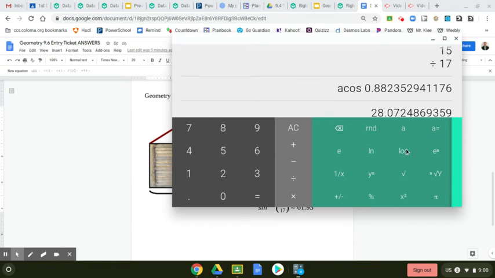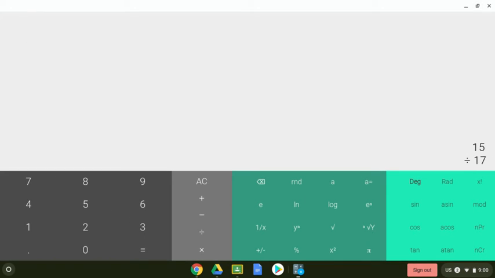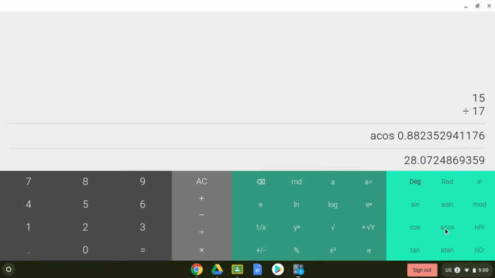So the keystrokes on a Chromebook calculator, you're going to go 15 divided by 17. Now that's the ratio of every 0.88 units on the adjacent leg equals 1 full unit on the hypotenuse. And now the inverse, again, it's hit the second button if you're using a phone calculator. If you're using the Chromebook calculators, again, radian mode bad, degree mode good. You're going to hit a cosine, and that's 28.07.